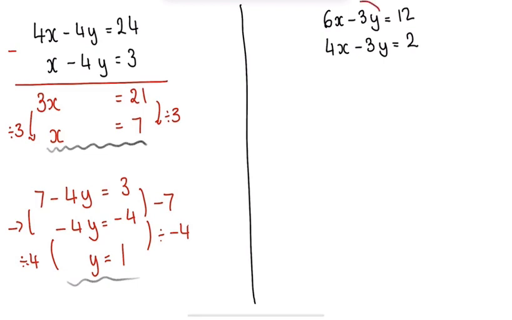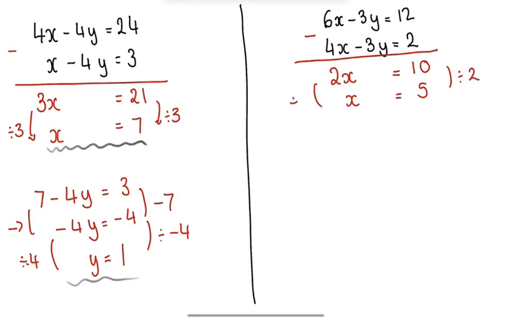For this one, you can see that we've got -3y, which are the same, so we're going to take them away. Now 6x take away 4x is 2x, minus 3y take away -3y just becomes 0, and then 12 take away 2 is just 10. We're going to solve this by dividing both sides by 2, which leaves me with x equals 5.